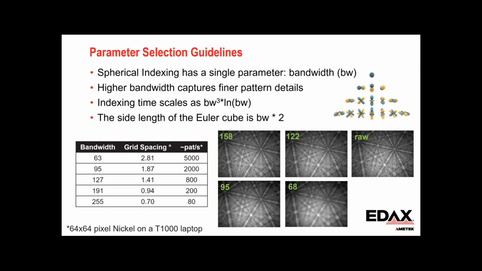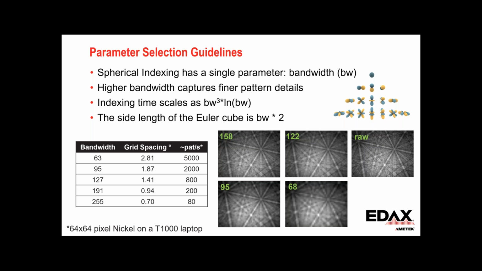And then some practical considerations. There is basically one user parameter in spherical indexing. It's this bandwidth, which again is how far out in frequency space do you go to capture the spherical function.